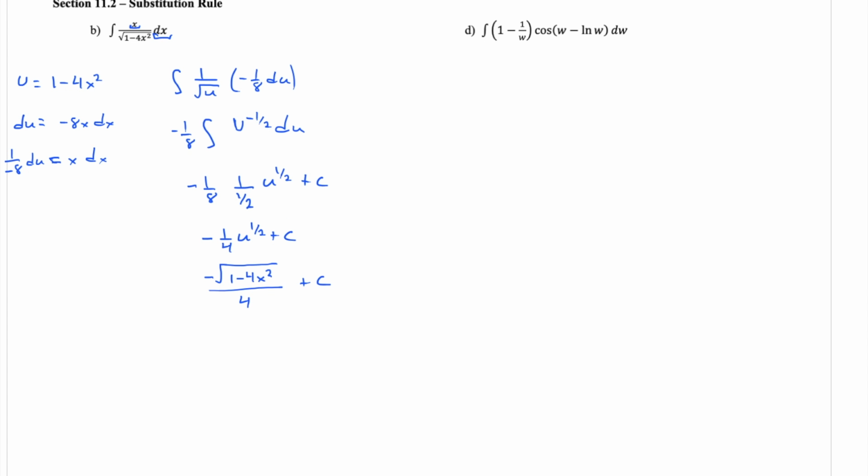So this next one has a trig function, and the term in the bracket inside the trig function then is going to be a good candidate for your u substitution. And so we'll have u equals w minus natural log of w. So the derivative of u is du, the derivative of w is 1, and the derivative of natural log of w then is just going to be 1 over w. And then I have my differential there as well.